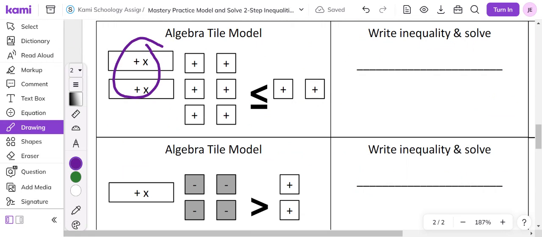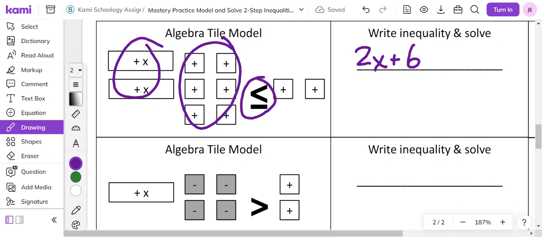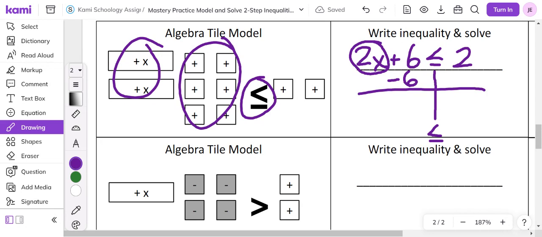We have 2x plus 6 less than or equal to 2. For our comparison symbol, we're going to bring that down and circle our variable term. Going to start solving away from the variable, and whatever we do to one side, we're going to do to the other.